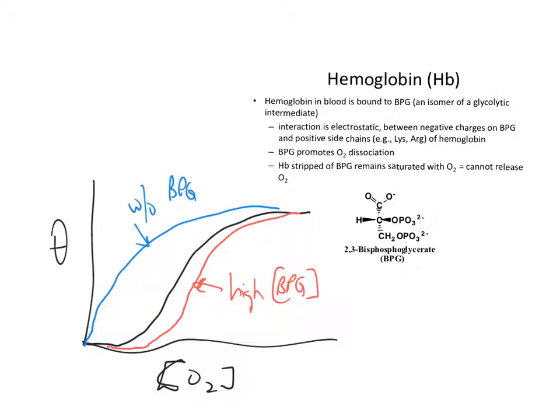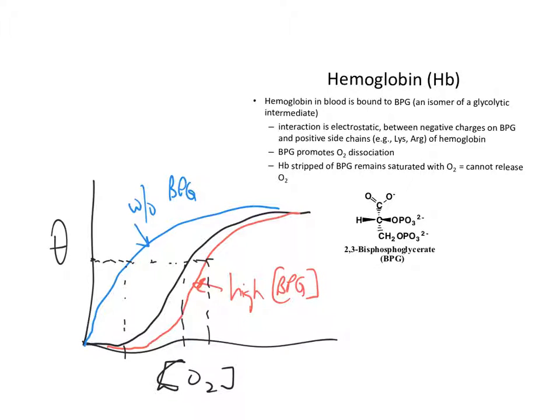If you didn't have BPG, you would literally, I forgot to put in, see, this is like the 50% mark. So you can go down to see where the concentration is for each one of these. You would literally have to starve that tissue of oxygen to where the concentration got really, really low before it would be able to release it. Okay, so that's how BPG helps.